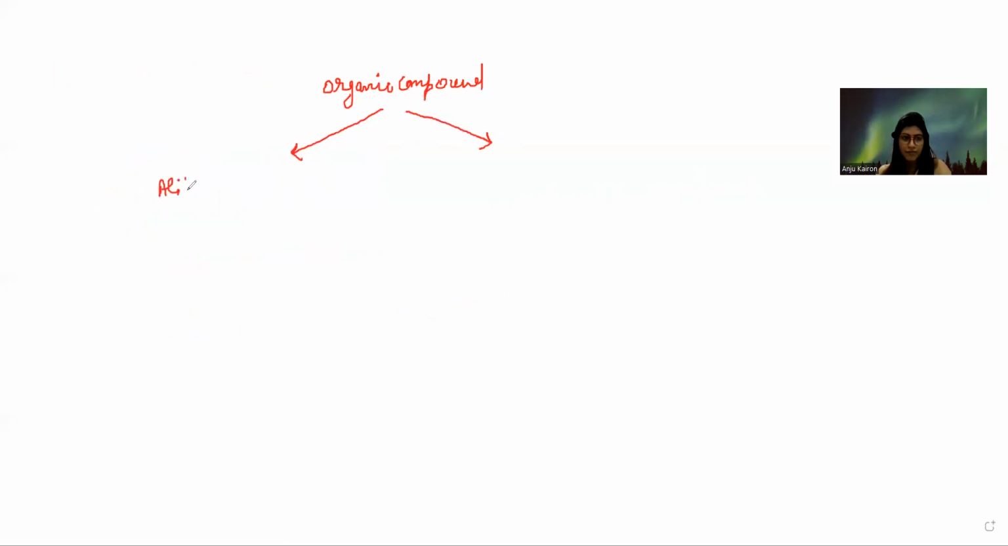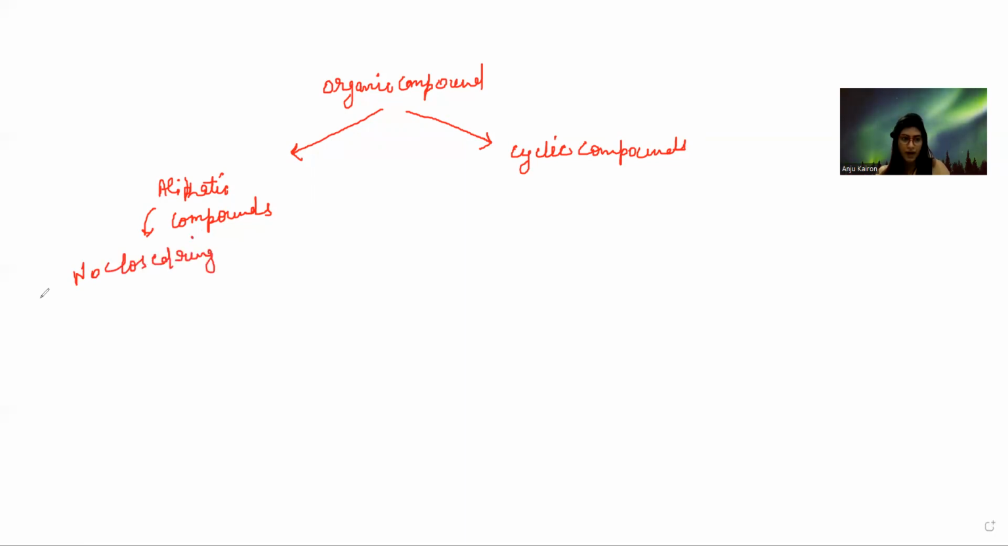First is aliphatic compounds, and second is aromatic. All right. Now I will explain this broadly with a chart, like aliphatic and cyclic compound. Okay. Yes, these aliphatic compounds have no rings. These have straight chain or branched chain.